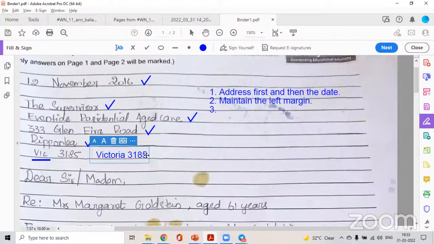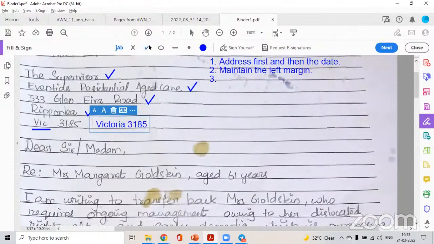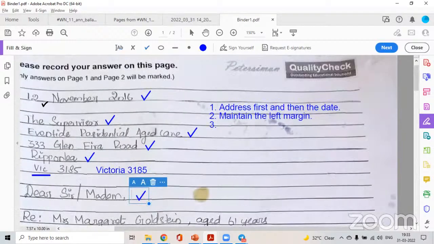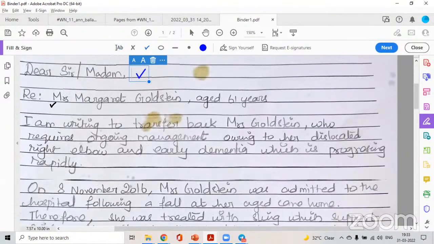Okay, Victoria 3185. So dear sir, madam. Regarding Mrs. Margaret Goldstein, aged 61. When you say aged, no need of years. Why space before comma? No space before comma. Regarding Mrs. Be clear, R and S separate. Margaret Goldstein. Clarity is missing. Goldstein. Where is T and I messed up? Why this messing up? Age 61.